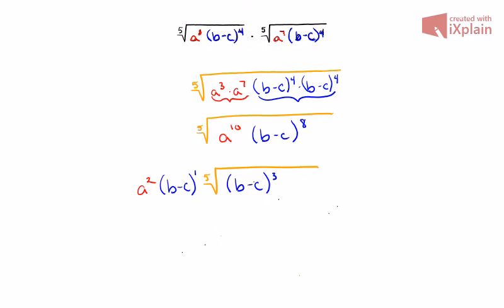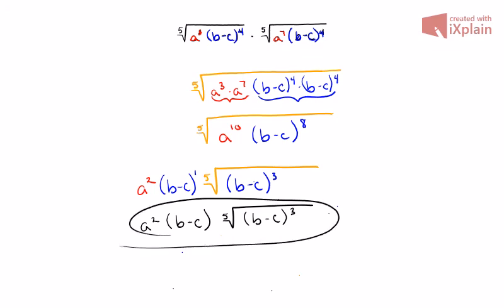So my final answer, the way that I could write this, it's really no different than what I already have, just without color, is going to be a squared times b minus c times the 5th root of b minus c to the 3rd power. This is my final answer.